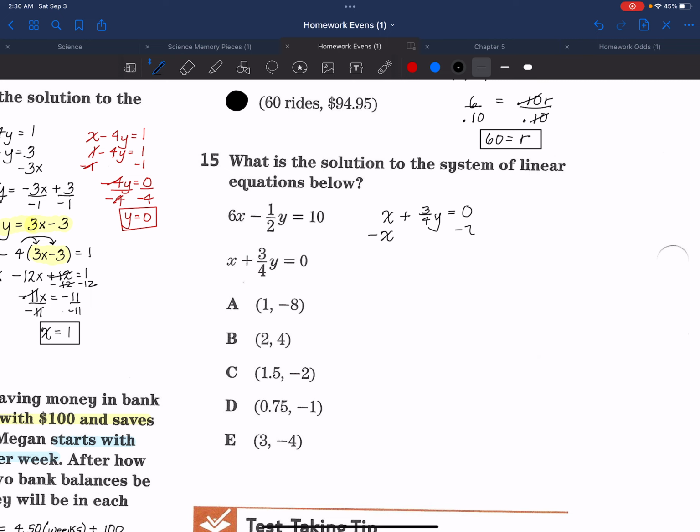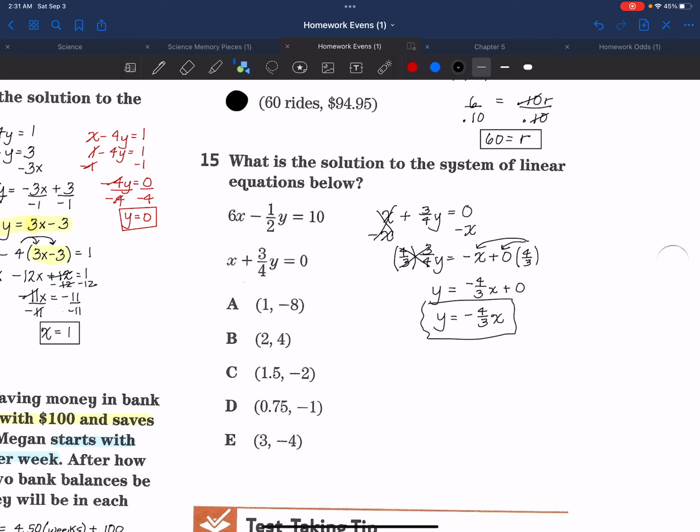So I'll move the x and cancel, and I'm left with 3/4 y equals negative x plus 0. I will multiply both sides of the equation by 4/3. So the fractions cancel, and then I have to distribute 4/3. So I would have negative 4/3 x plus 0. So y equals negative 4/3 x.